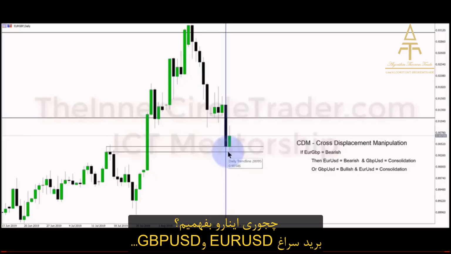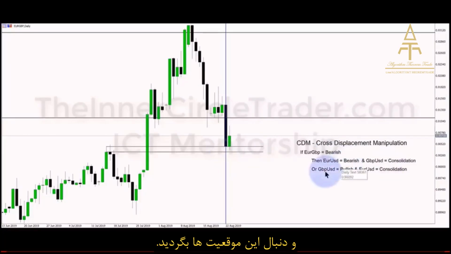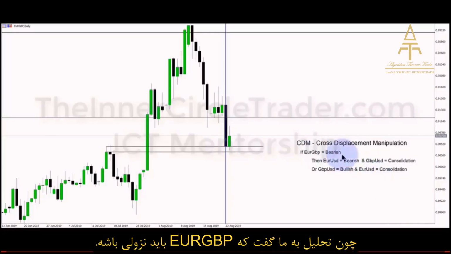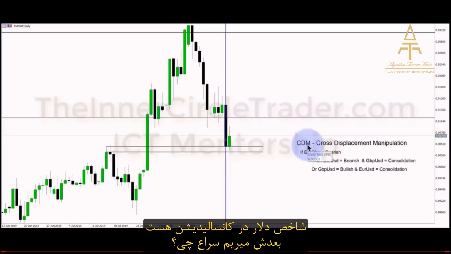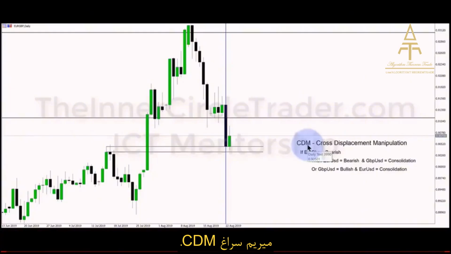How we take that information is we go into euro dollar and cable looking for these conditions because the analysis led us to believe that euro pound should go lower. So right away, from an algorithmic stance, we go from one thing to the next. Dollar index, we're in consolidation. So where do we go next in our analysis? We go to cross displacement manipulation.